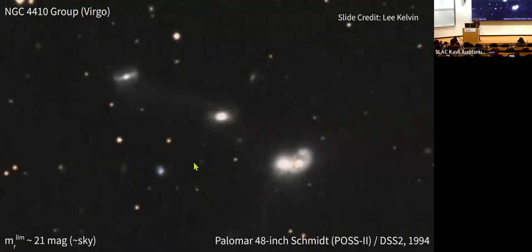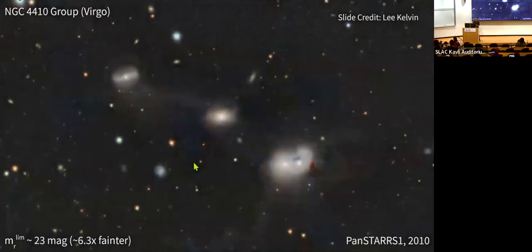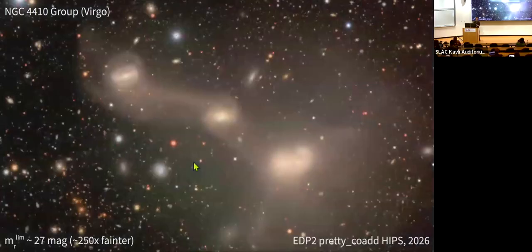Background estimation. So these are a few galaxies from NGC 4410 taken in 1994. 5 years later, this is from the SDSS, 1 magnitude deeper. From Pan-STARRS, another 10 years later, another magnitude deeper. And then you can tell where this is going. This is the DP2 pretty coadd HiPS map that you can pull up on the portal. And you can finally see in great detail all the interaction between the galaxies.